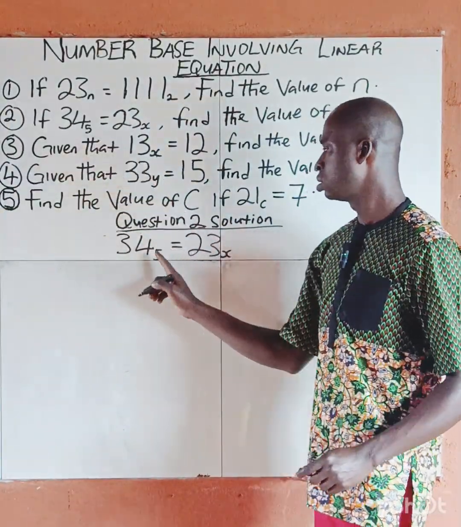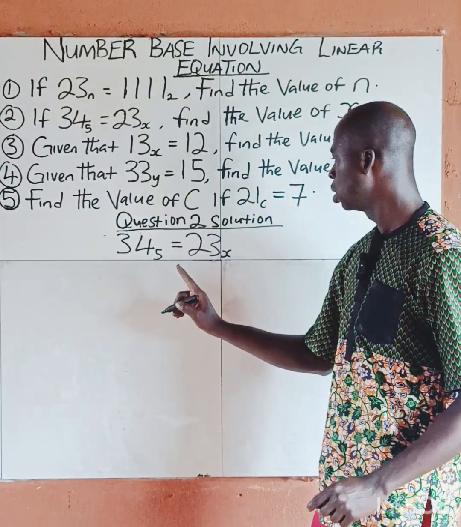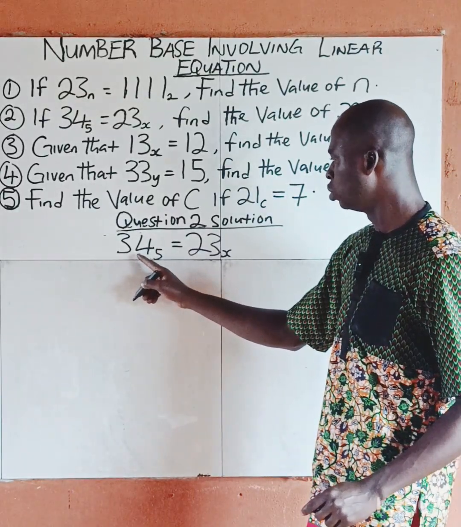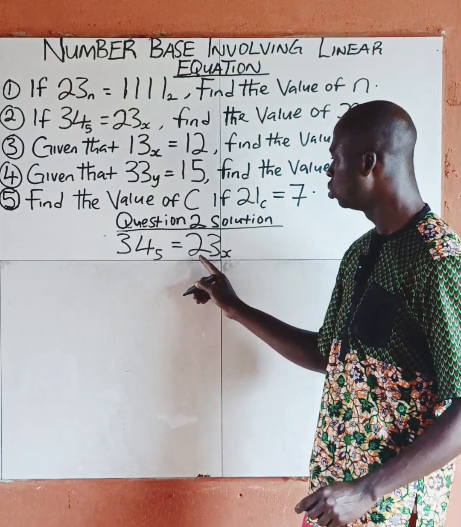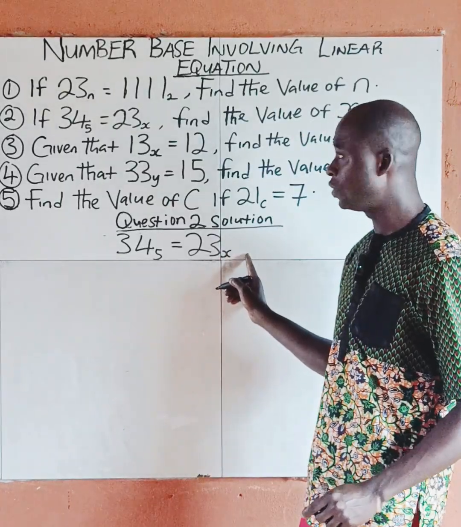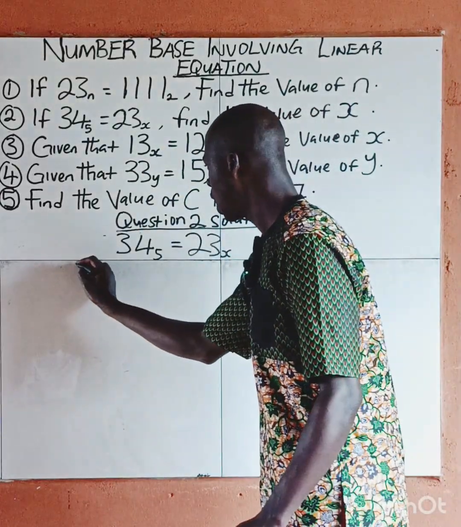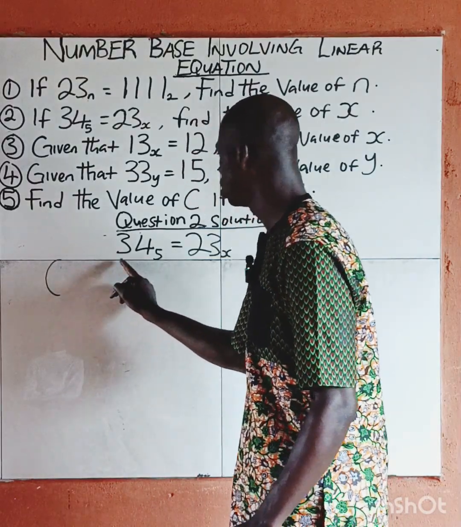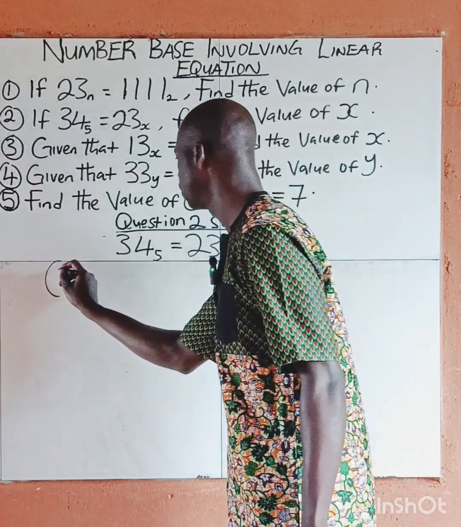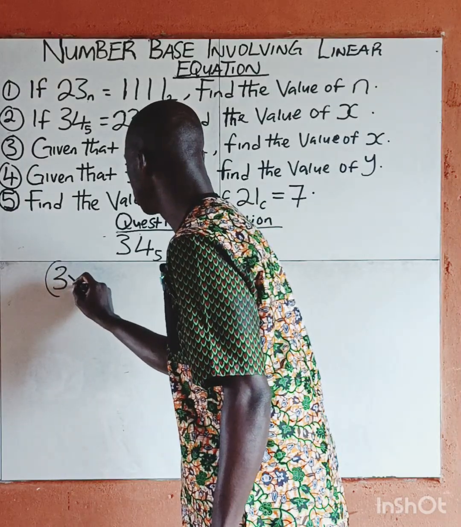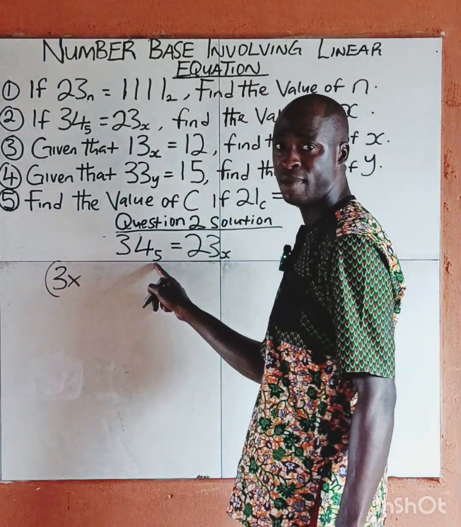For question 2, you can see it right here. Now, I'm being asked to do this. 34 base 5 equal to 23 base x. I should find the value of x for question number 2. This is how I'm going to solve it. Again, I'm going to come right here, open a bracket. What is the first digit I'm having? Is 3. I'm going to write out 3. Multiply by, what is my base here? My base here is 5.